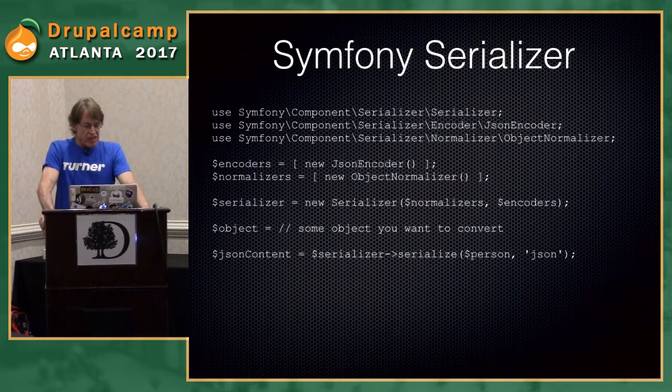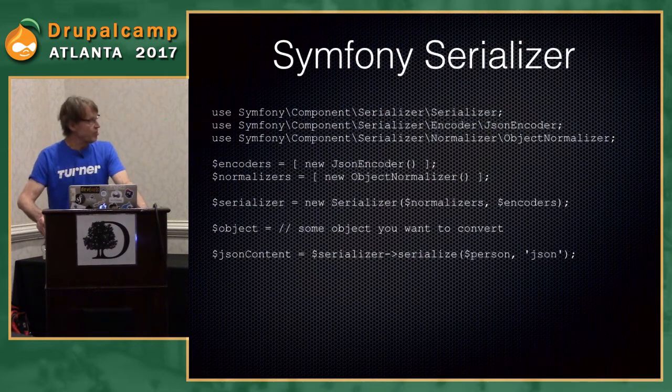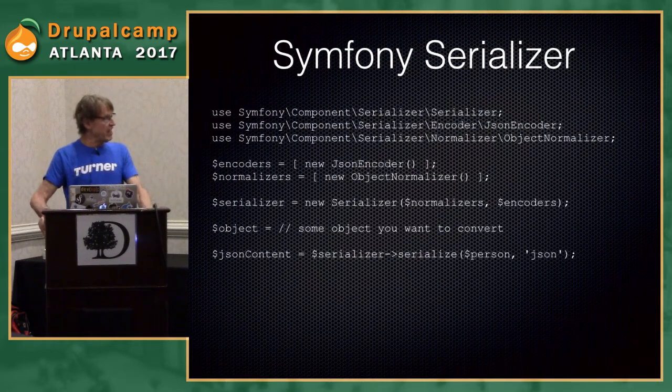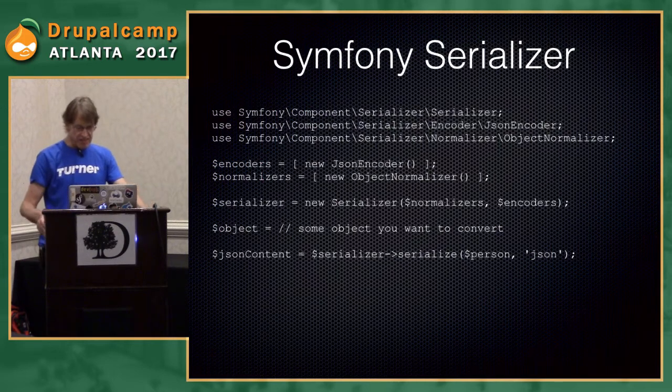So to use the serializer, you set up a serializer and specify which encoders and normalizers you want to use. So in this case, I've got a JSON encoder. I'm just using Symfony's object normalizer. This one is suitable for most things you're going to do, though we'll see later that you can develop one of your own if you want. Once you've got your serializer instantiated and have an object you want to convert, you pass the object to the serialize method and tell it what format you want to turn it into. And so in this case, I've got a person object, and I'm going to encode it into JSON.